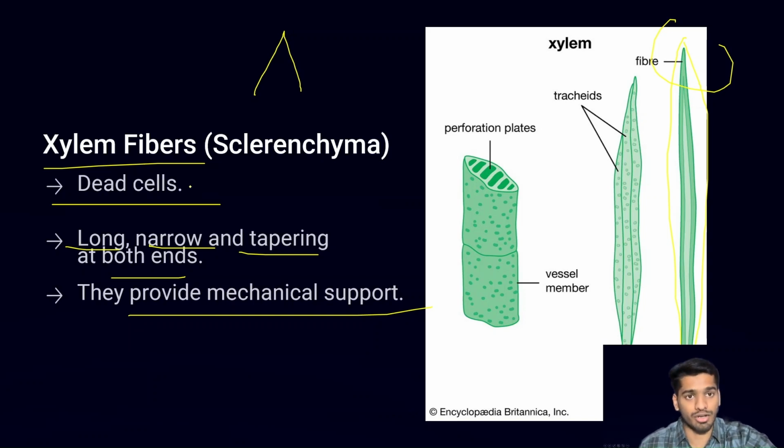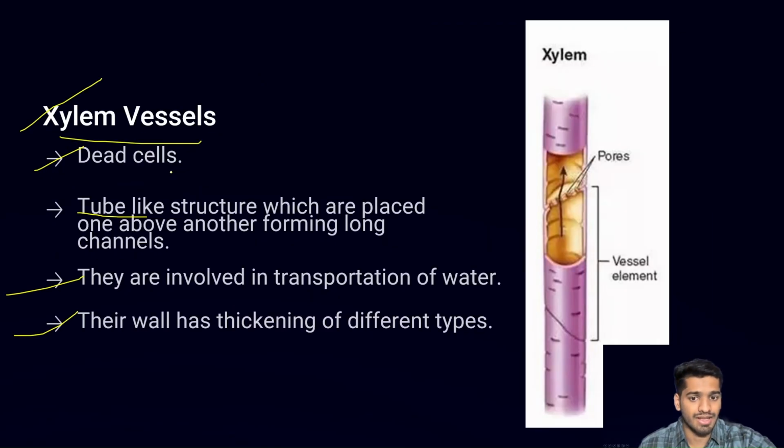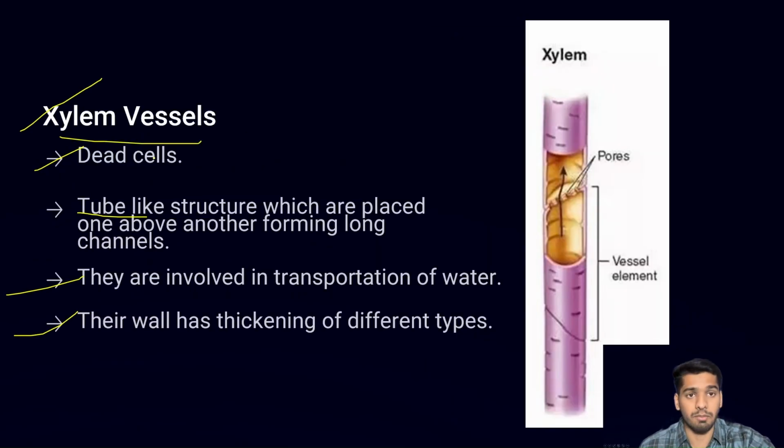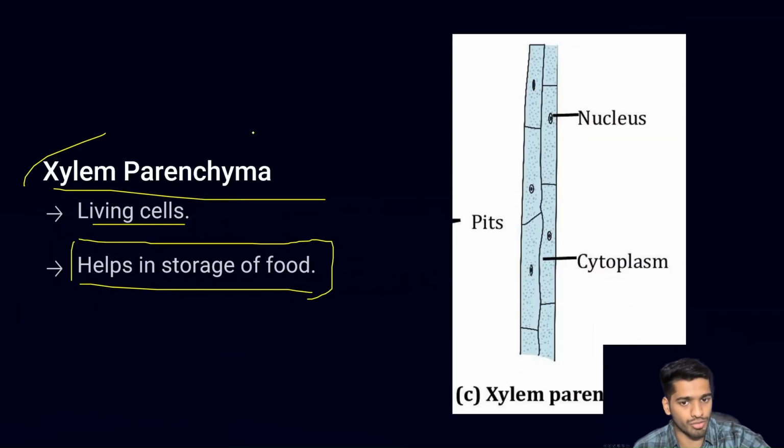So I hope you have understood the xylem tissue. Xylem tissue is made up of 4 types of cells, that is your xylem tracheids, xylem vessels, parenchyma, and then your fibers. In this, mainly your tracheids and your vessels are going to conduct the water molecules.